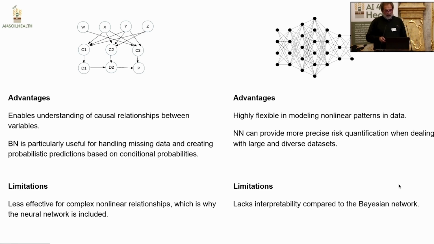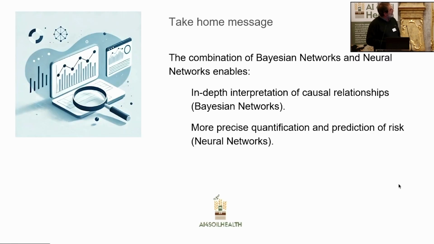Neural networks are highly flexible in modeling nonlinear patterns in data, and can provide more precise risk quantification when dealing with large and diverse data sets. But neural networks have a limitation: they lack interpretability compared to Bayesian networks. And the take-home message is that the combination of Bayesian networks and neural networks enables in-depth interpretation of causal relationships thanks to Bayesian networks, and more precise quantification and prediction of risk thanks to neural networks.